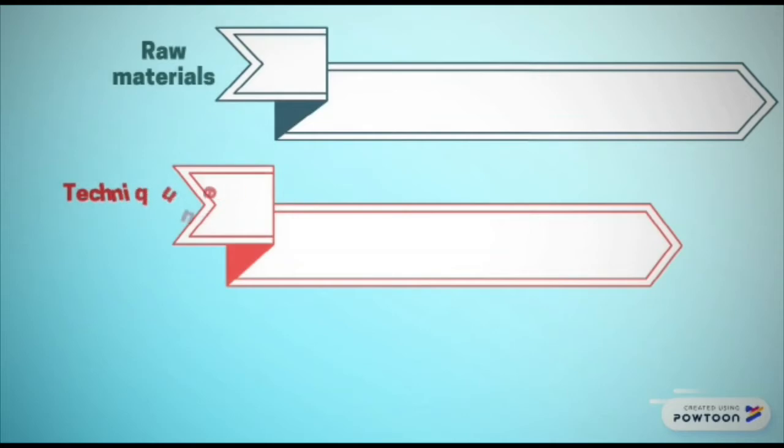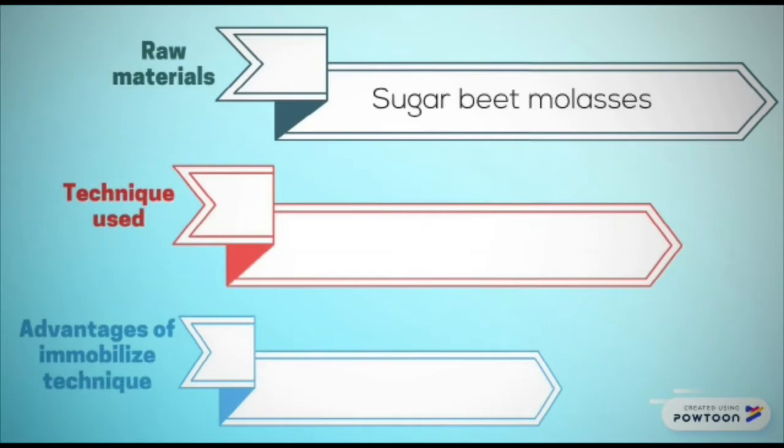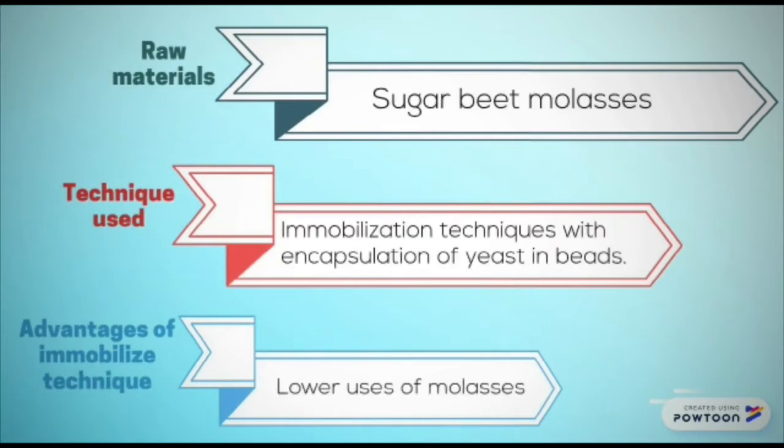Sugar beet molasses is used as our raw material. Immobilization technique was used which encapsulates yeast in beets. And the advantage of the immobilized technique is lower use of molasses.